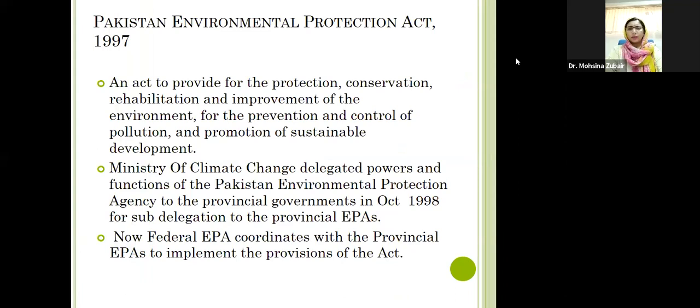Okay. When we are talking about the air quality regulation, our main act is PEPA, Pakistan Environmental Protection Act 1997. This act provides the protection, conservation, rehabilitation, and improvement of the environment for the prevention and control of pollution and promotion of sustainable development. Actually, when we talk about the Islamabad air quality, yes.